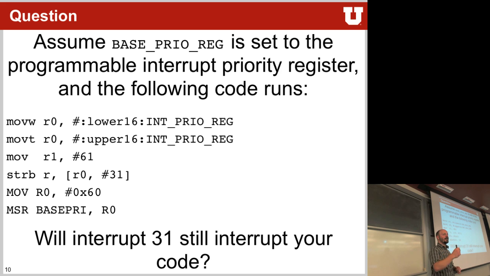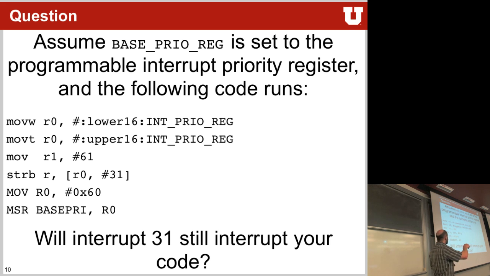But 31 is the interrupt number, right? That's why we write, this is offsetting from R0, 31. So R0 points to the base of all these base priorities, like the priority vector. So we write into offset 31 of R0 what we had here in R1, which was 61. So we set interrupt 31's priority to 61.